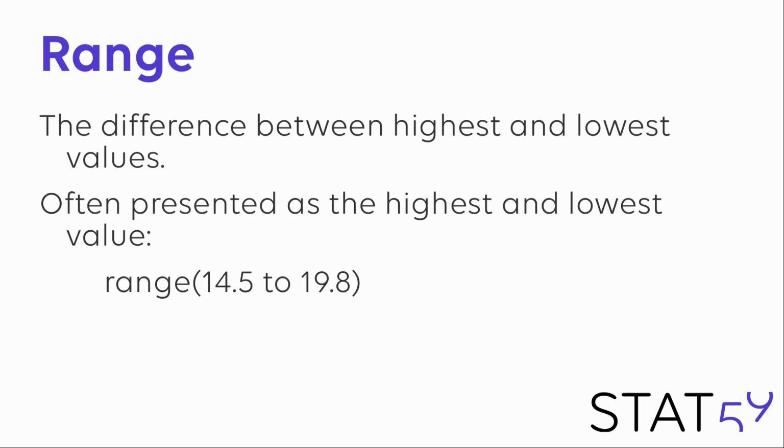The range is one of the simplest ways to present the dispersion of the data. And this is often presented as the highest and lowest value. For instance, we might have a range of 14.5 to 19.8. Or if we talked about our simulated patients, we might have a range of age from 1 to 100.